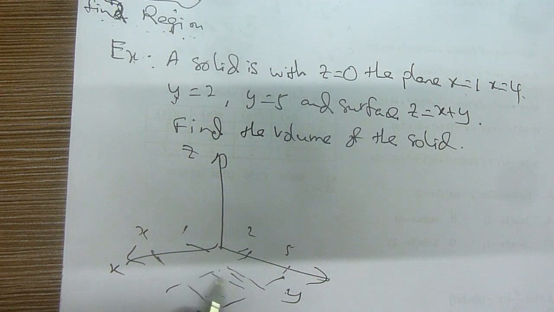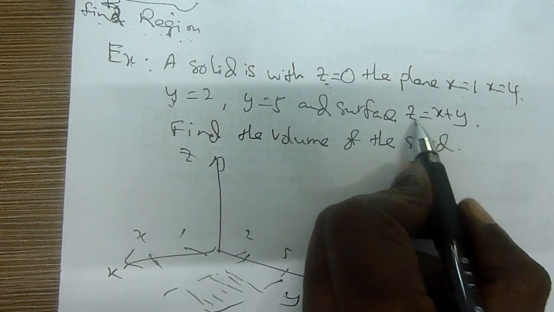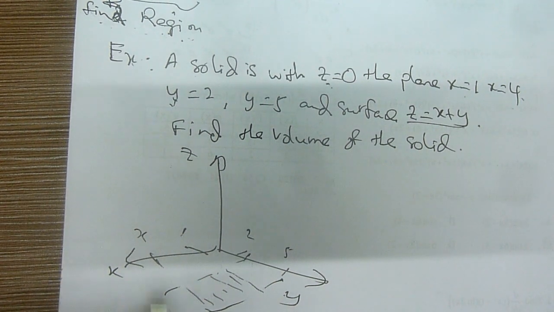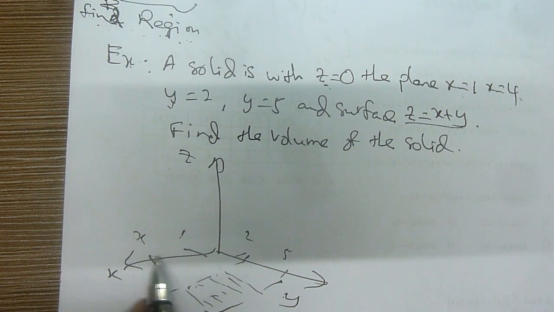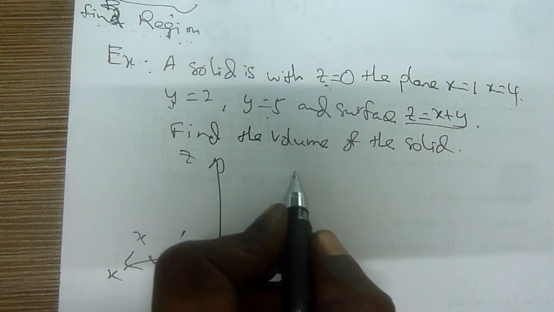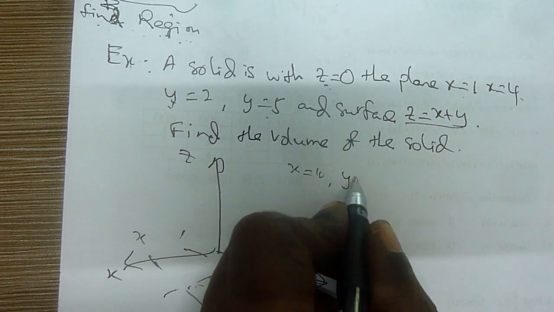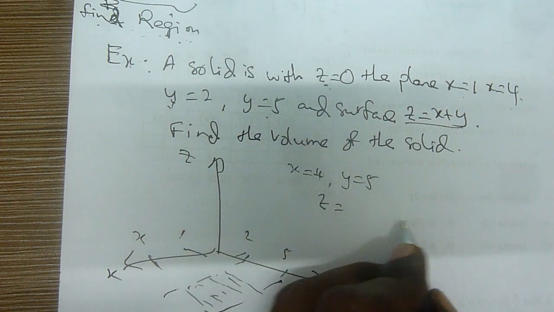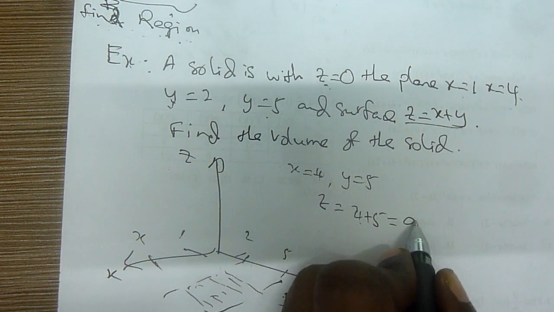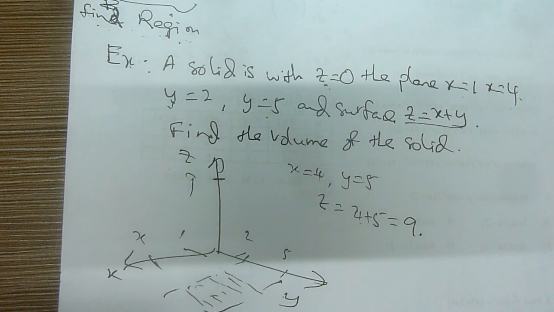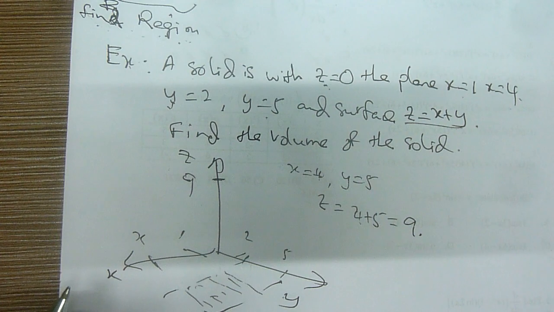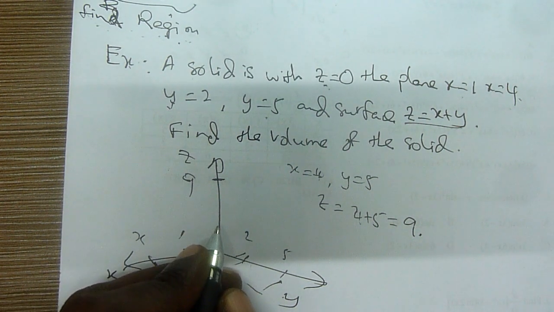Now the surface z is 0, and they want you to draw that. This is a combination, and changes of x and y will change z. What is the highest value? Remember, if x is 4 and y is 5, z is 4 plus 5, which is 9. Therefore it can go up to 9. That's a very important thing I want you to take note of.